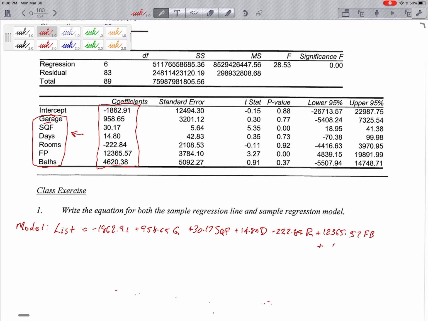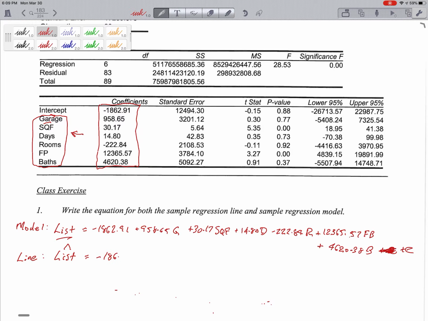And here, I'm just going to drop down. This is an extension of this line, plus 4620.38 times baths, plus E. There we go. There's an E. Oh, no, not plus E. This is the model. These are the actual list prices. And then the line here is going to be exactly the same, except that these are the fitted values, the values on the line. No, this is plus E, isn't it? Plus the error term. Sorry, it's getting late in the day.